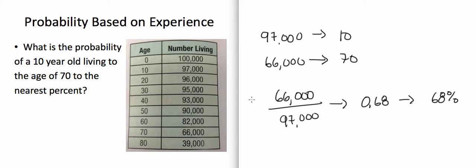Okay, so those are the three different types of probability. You've got chance probability, experimental probability, and then probability based on experience.